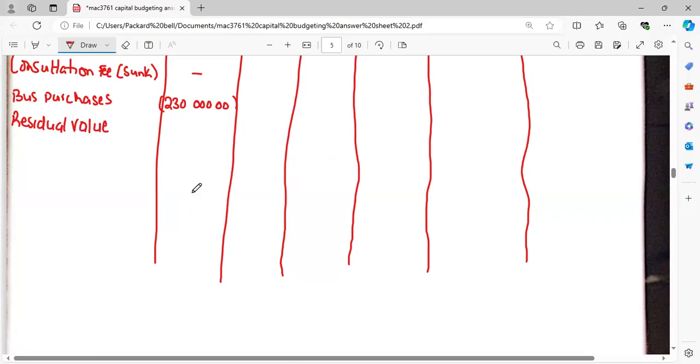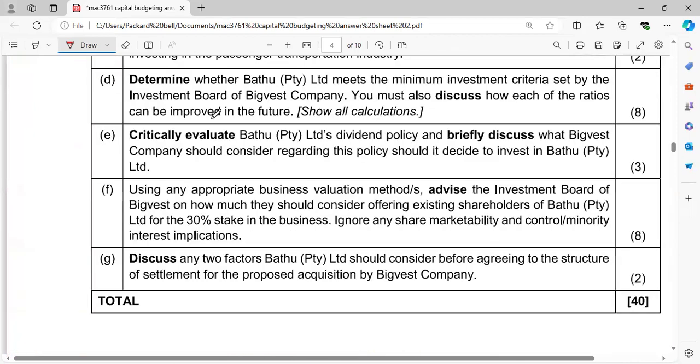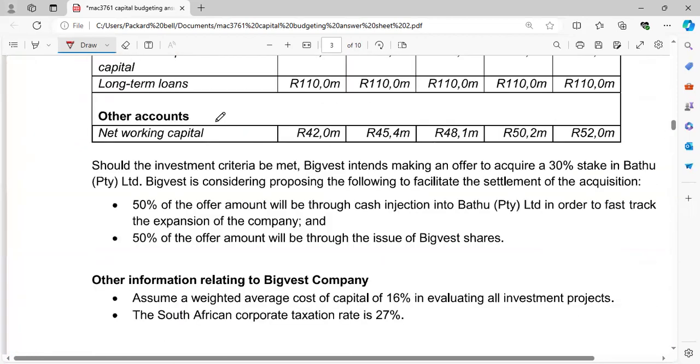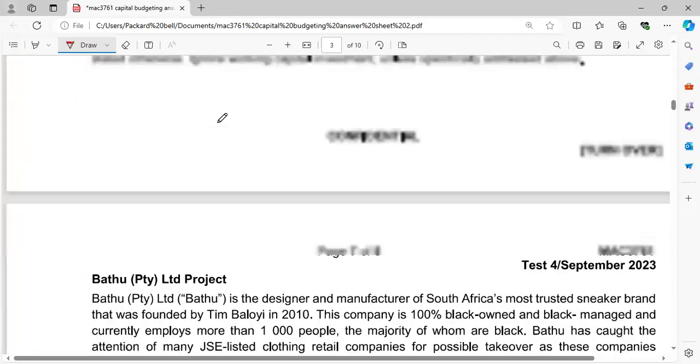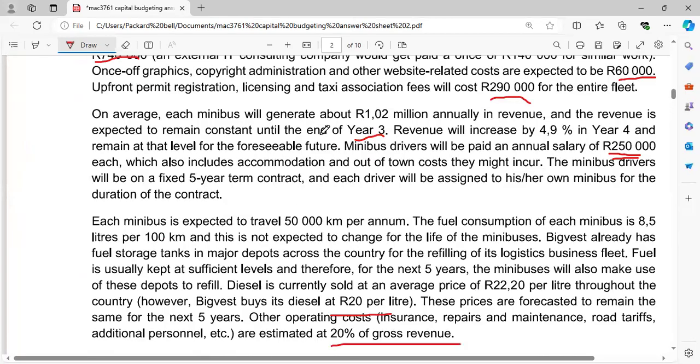The residual value is income. So this is going to be after 5 years, which means we enter it at the column for 5 years. Right, then what else do we need from the question? We're at the residual value, let's see.